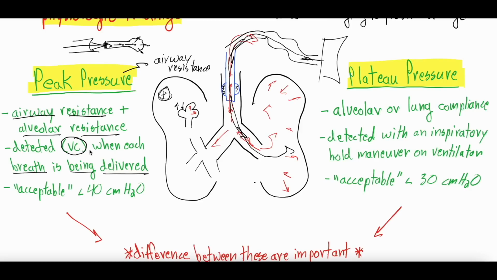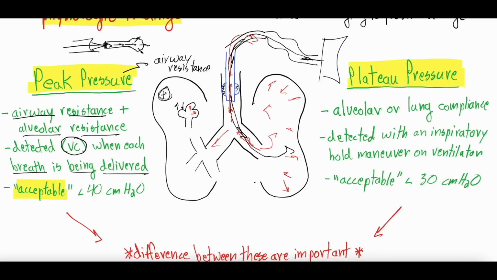But there's different modes of mechanical ventilation. There's volume control, there's pressure control, there's SIMV, there's APRV. There's all these different types of mechanical ventilation where you can deliver breaths differently. And peak pressure is really a discussion in this context for volume control, which is the most common modality of mechanical ventilation.